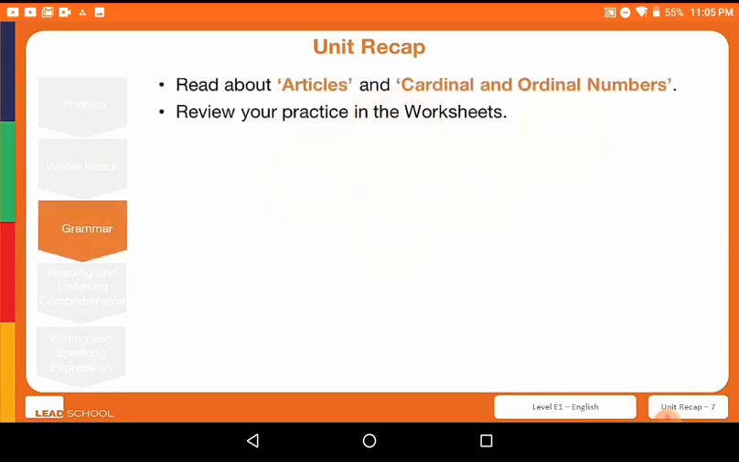In this unit, we also learned some new concepts in grammar. We can go through and review what we practiced in our worksheets. We learned the concepts of articles and cardinal and ordinal numbers. You might not remember all of them right now, but do not worry. We shall refresh our memory again by first revising articles.